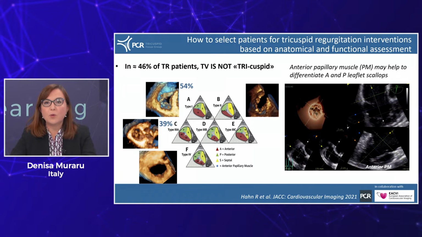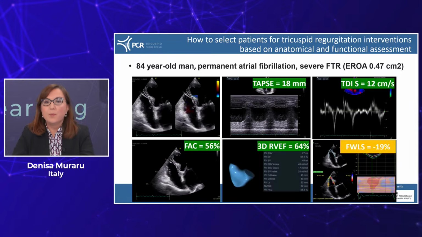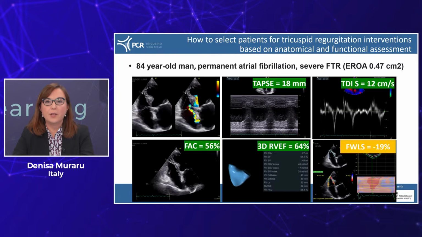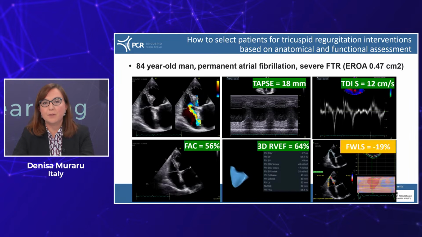You need to also be able to identify the position of the papillary muscles to understand and identify the leaflets. So the imager should be able to provide this classification in order to facilitate the communication in the cath lab. Another important aspect is the assessment of the right ventricular function and the size and dimensions of the right atrium.